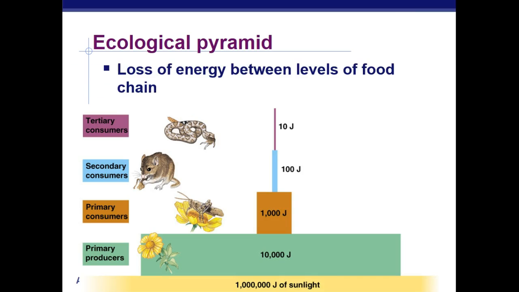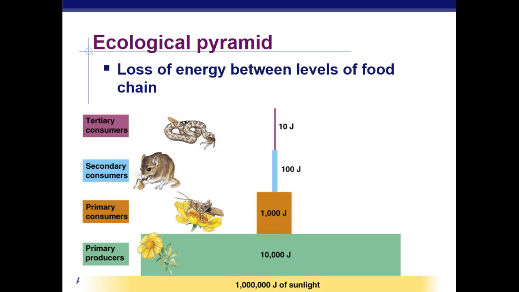We can actually take this concept of energy loss and use it to build ecological pyramids. We sometimes have pyramids of numbers showing the number of producers, number of primary consumers, number of secondary. We can draw the pyramid in terms of energy, though. And that's what this pyramid is showing here. We start with 1 million joules of sunlight. Well, only about 10,000 of that is being captured by the primary producers. In this case, it ends up being about 1%.